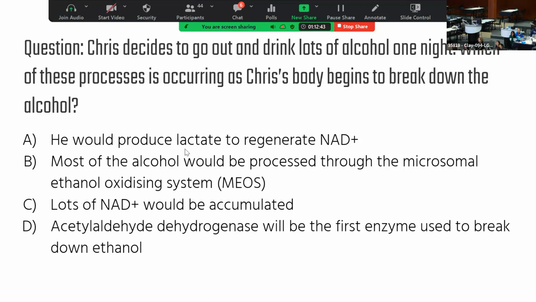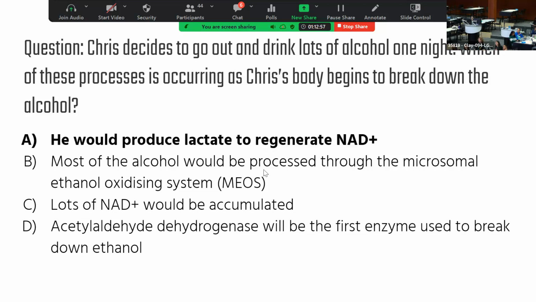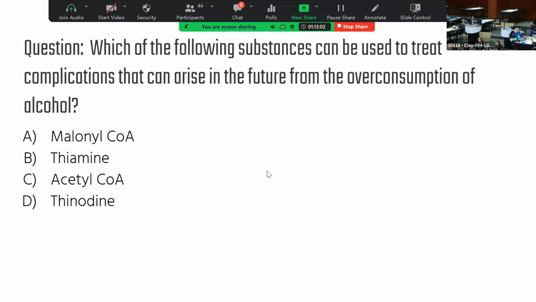And next one there, Chris decides to go out and drink lots of alcohol one night. Which of these processes is occurring as Chris's body begins to break down the alcohol? Yep, so hopefully my little summary is enough. You should know this one's A. Produce lactate to regenerate the NAD+. And next one there, which of the following substances can be used to treat complications that can arise in the future from the overconsumption of alcohol? So this is kind of just something you have to remember. Okay, B for this one here, thiamine. So vitamin B derivative. So just got to know that one. Not much to say about that one there.